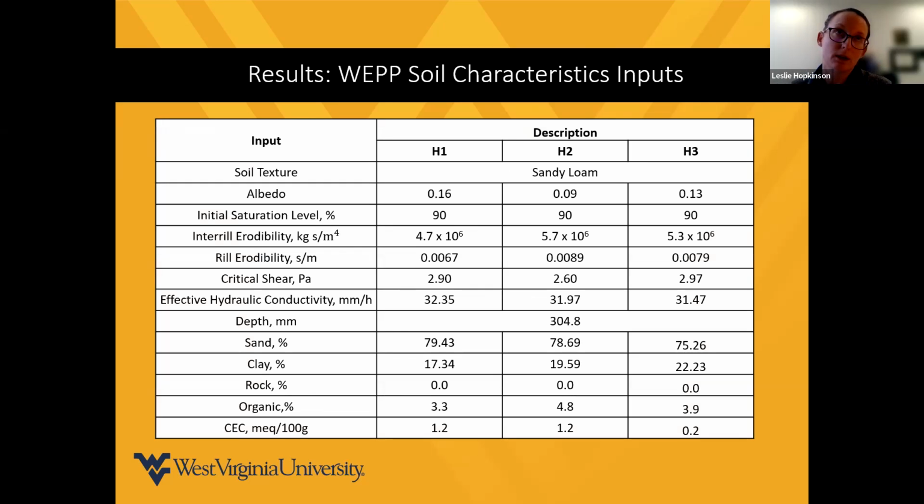From the WVU Soil Testing Lab, we determined CEC and percent organic matter. And then the other parameters here, inter-rill erodibility, critical shear stress, and effective hydraulic conductivity, are based on empirical relationships that were primarily based on soil texture and are also included in the model. And these parameters define how particles initiate motion and how fast or how easily they move.